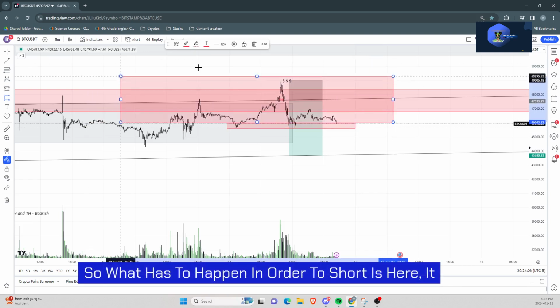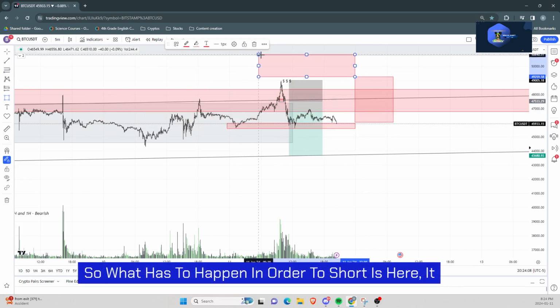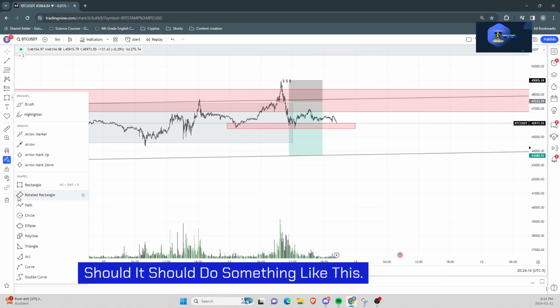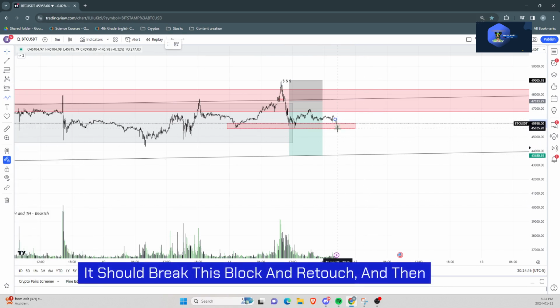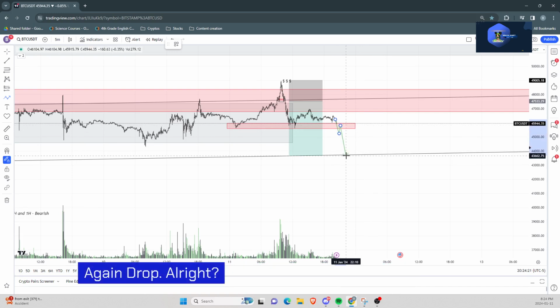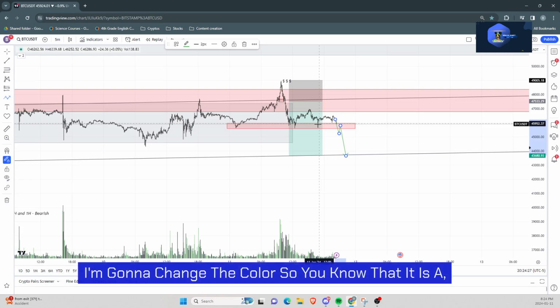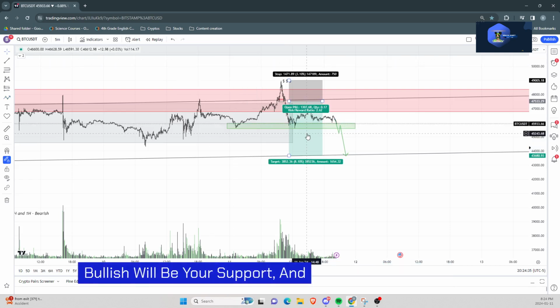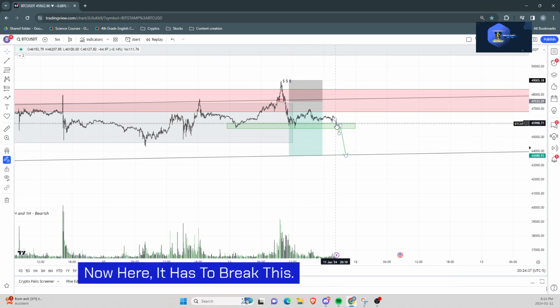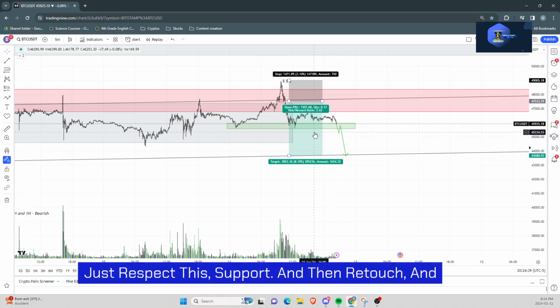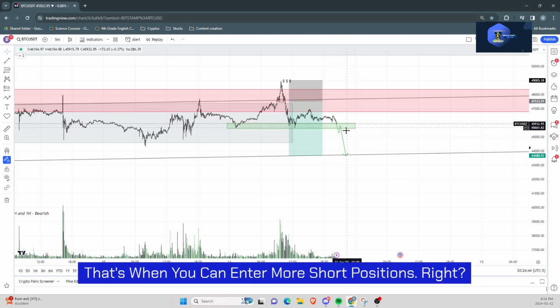So what has to happen in order to short is here. It should do something like this. It should break this block and retouch and then again drop. All right. So you can still enter some short positions at this breaker block. I'm going to change the color so you know that it is a bullish OB or support, and here it has to break this, disrespect this support, and then retouch, and that's when you can enter more short positions, right?